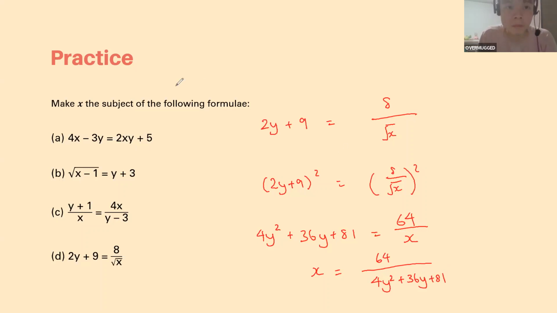The less common one, the harder one, is this one. But this one you will probably see in your exams.